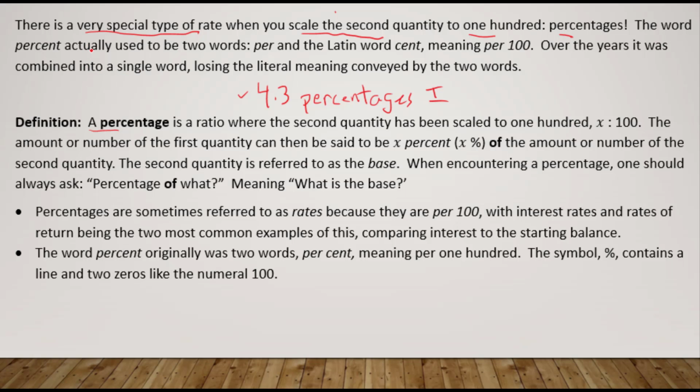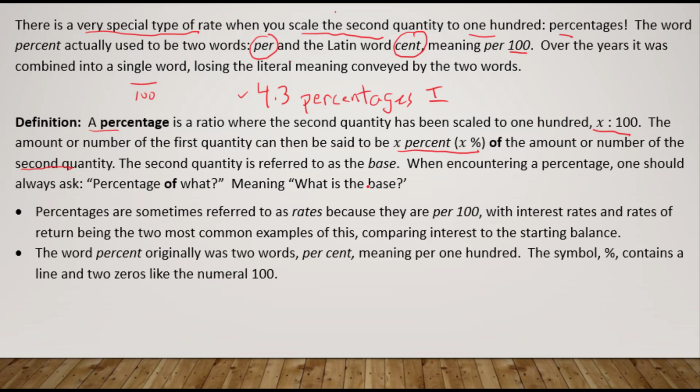So, the word percent actually used to be two words, per, which means divide, and the Latin word cent, by 100. Over the years, it's combined into a single word, losing the meaning conveyed by the two words, right? Divide by 100. That is a percent. A percent's a ratio with the second quantity that's scaled to 100, so it's some number over 100. And the amount of the first quantity is said to be X percent of the second quantity.